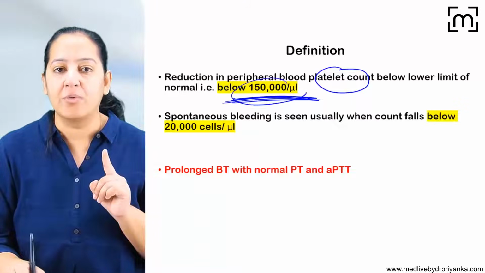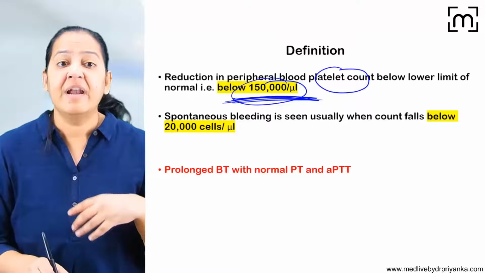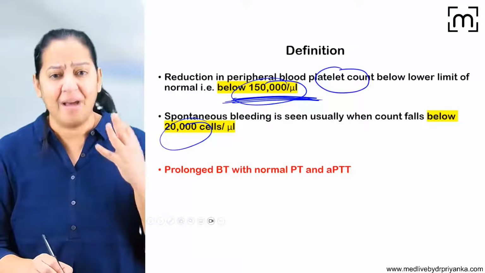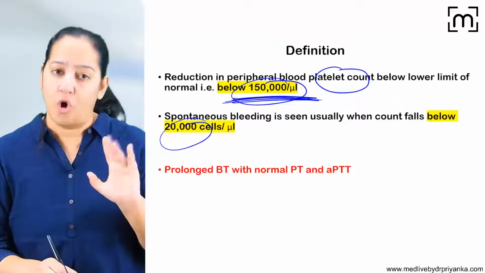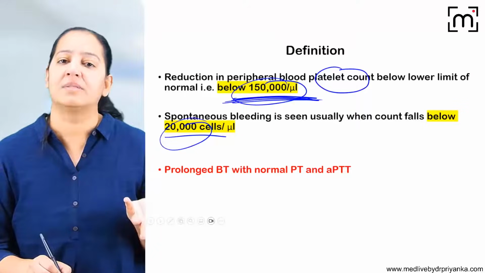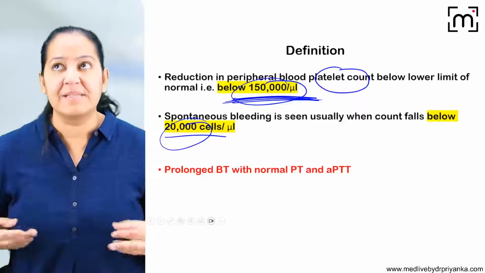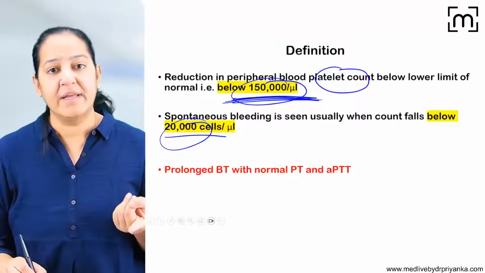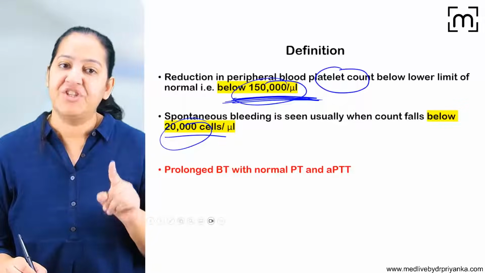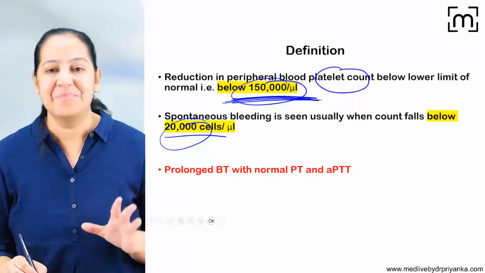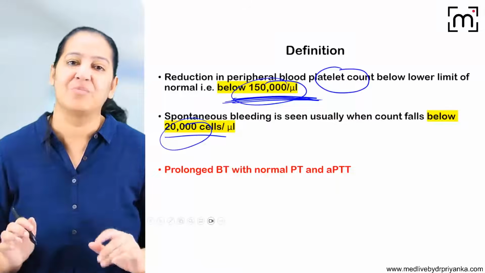But imagine if the count is less than 1.5 lakh, and if it is less than 20,000, it is severe thrombocytopenia. There are hardly any platelets. Normal is 1.5 lakh to 4 lakh, but here the platelet count is less than 20,000. So even without injury, the person bleeds spontaneously. When the platelet count is less than 20,000, the patient bleeds spontaneously even without injury. So that is thrombocytopenia. Learn the definition of thrombocytopenia.